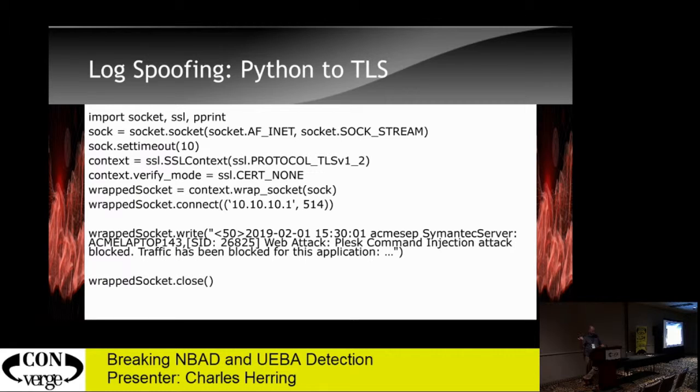This is functional Python code. You create a socket. You're using TLS v1. You're not verifying the server certificate because we don't care in this scenario. You open up the socket to 10.10.10.1 on 514 or wherever it is, and then the write command is the message that's being transmitted over TLS to the logging server.